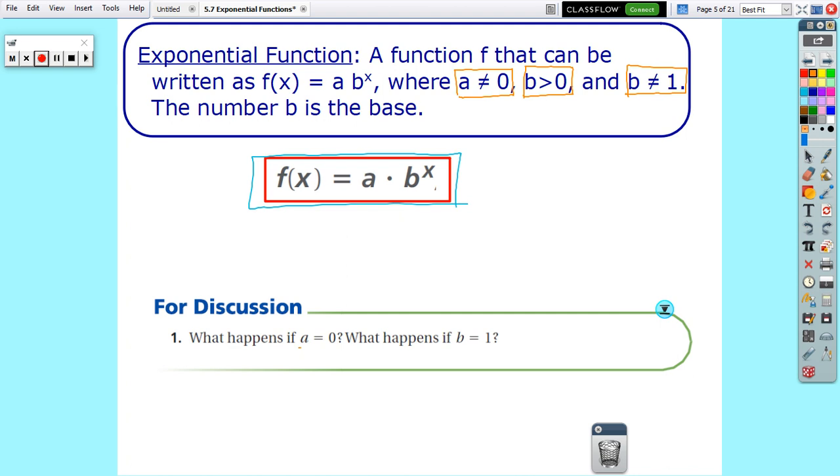So they all have a times b to the x power. So if you think about the 2 rules that we talked about, a can't be 0, b can't be equal to 1. Well, if a is equal to 0, 0 times anything is still just 0. So it doesn't matter what your exponent is, it doesn't matter what you choose for x, your answer is always going to be 0. And if b is equal to 1, 1 to the anything power is always 1. So your a is going to be a fixed number. So every time that you multiply, it doesn't matter what your exponent is here, you're always going to be taking 1 times a to get a.